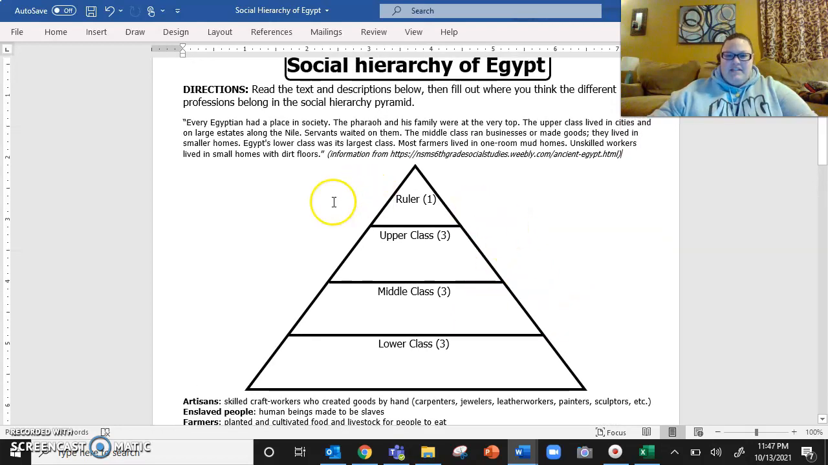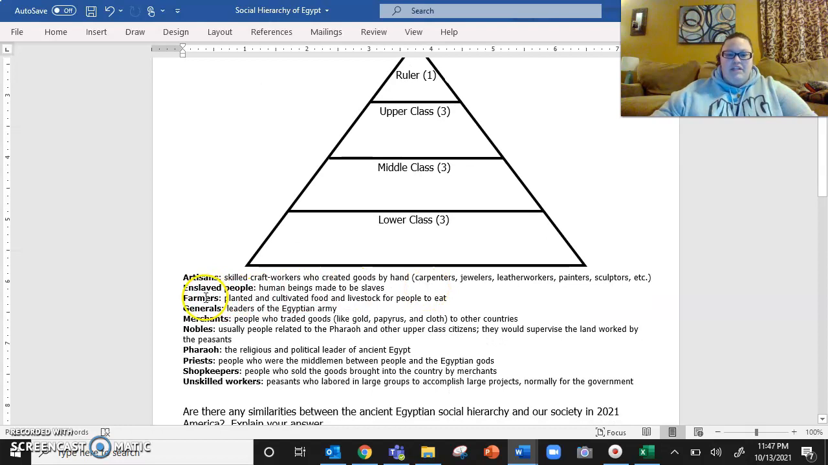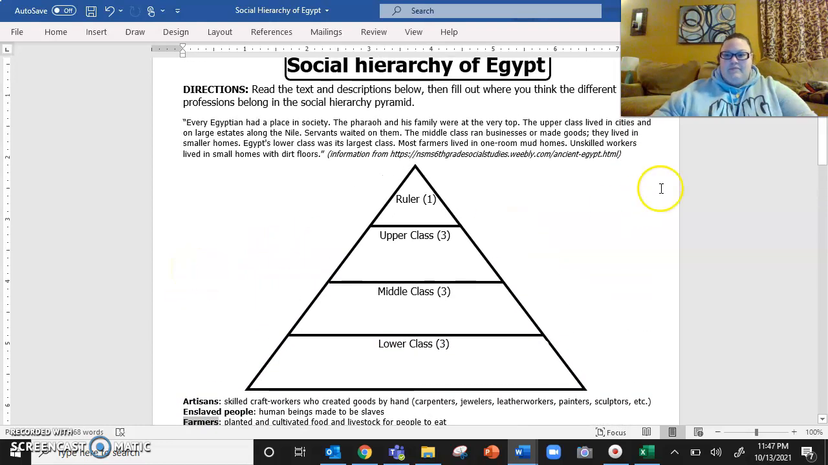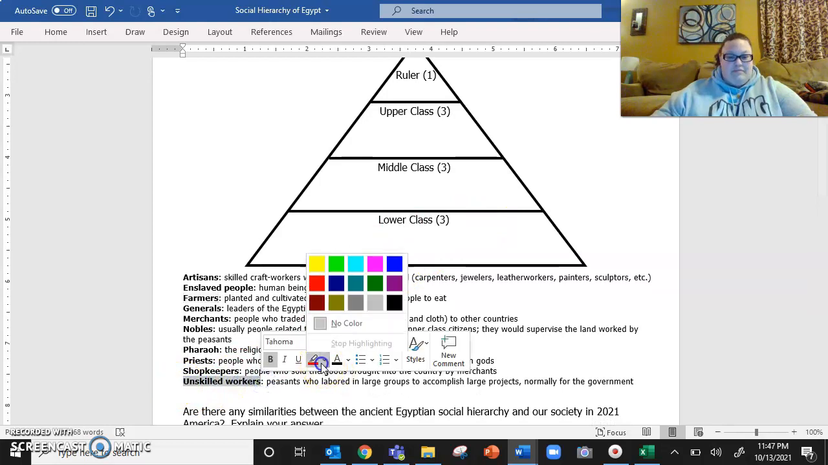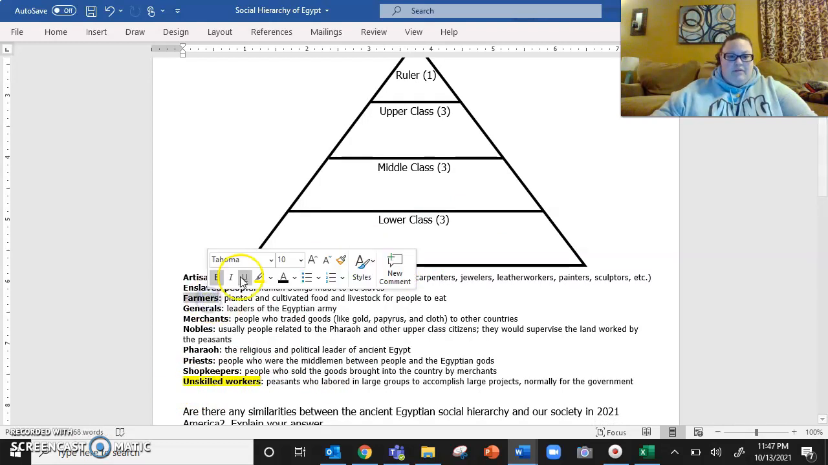Let's go back to the text. Egypt's lower class was its largest class. Most farmers lived in one-room mud homes. So if we're talking about Egypt's lower class, and then it says farmers, then who do we know is going to be in that lower class? So go ahead and write farmers. Unskilled workers lived in small homes with dirt floors. So who do we know is also in that lower class? Good job.